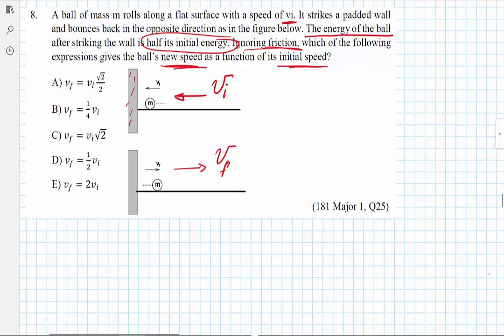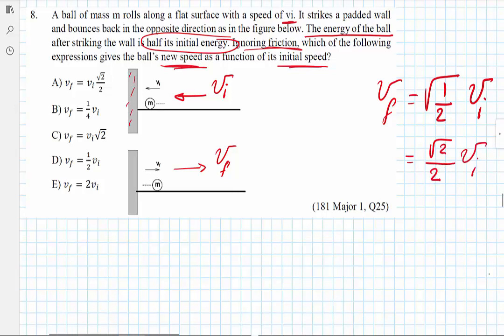So what about the speed? We know that the kinetic energy is half times m times v square. So if you lost half, the speed will be the root of half, the root of 1/2. So v final equals the root of 1/2 times v initial. And the root of 1/2 is the same as root 2 over 2. So the first answer is the right answer. But let's try to do this solution mathematically.